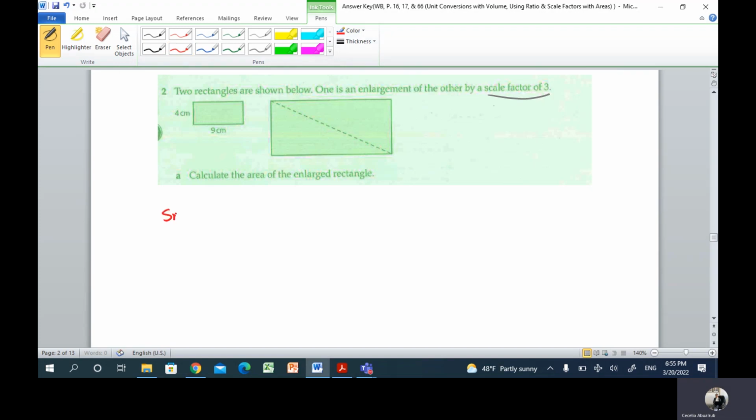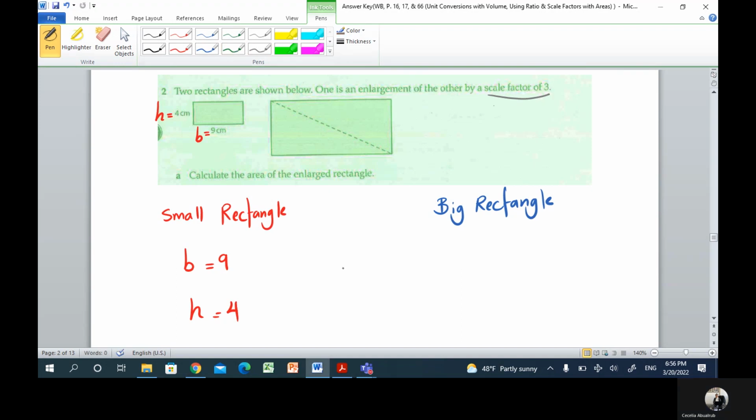Okay, I'm going to work this example as following. So we have the small rectangle and we have here the big rectangle. And if I call this small b, then this will be the small height. Okay? So b is equal to 9 and h is equal to 4. And we have in between the scale factor, which is equal to 3.